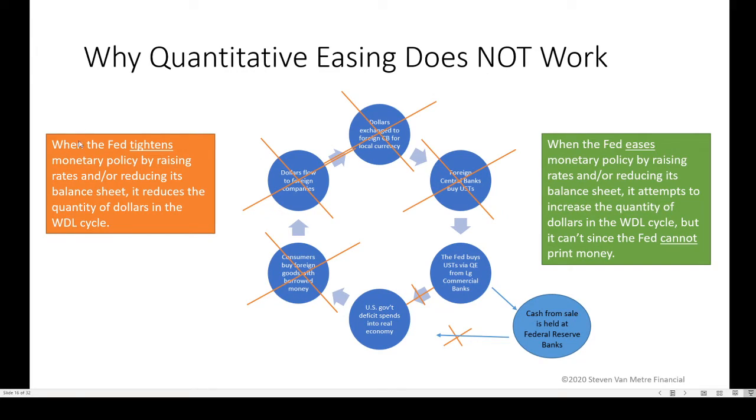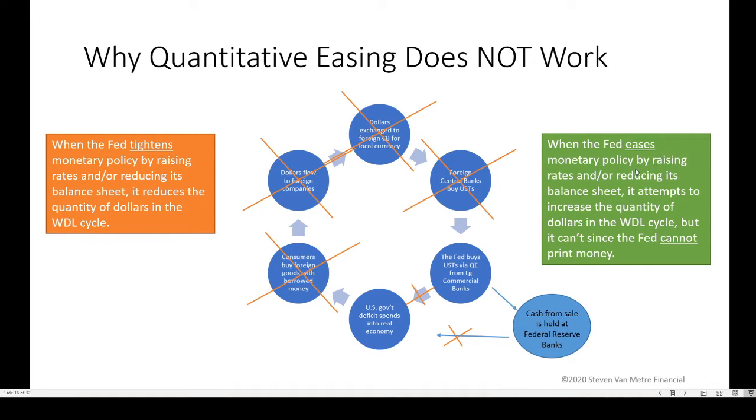So when the Fed tightens monetary policy by raising rates and or reducing its balance sheet, it reduces the quantity of dollars in the world dollar liquidity cycle. This is what it does. The coronavirus, by just canceling vacations, travel, and trade, and people wanting to buy stuff, does the same thing. So we have a double whammy here. So the Fed then says, hey, no problem. We're going to come in and ease monetary policy.